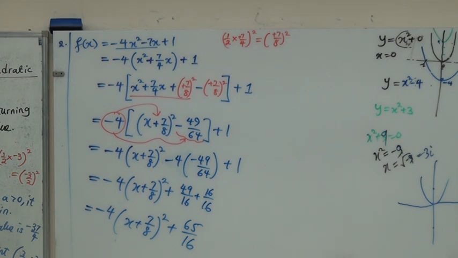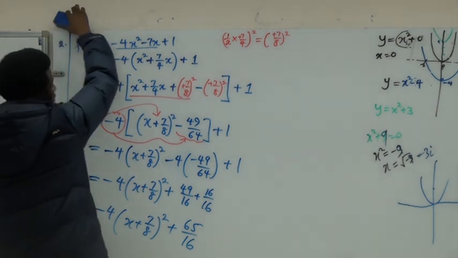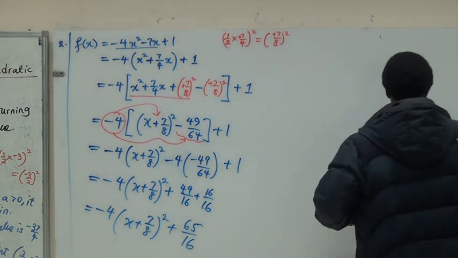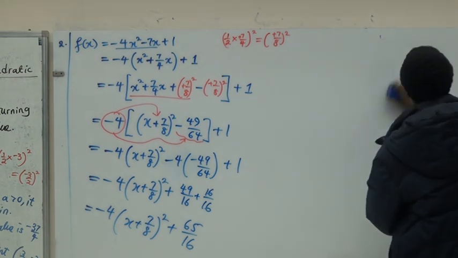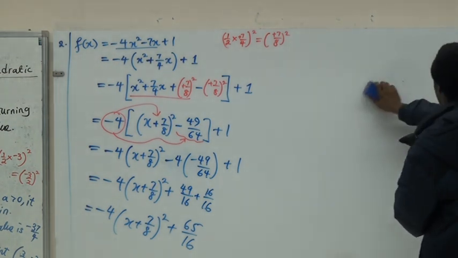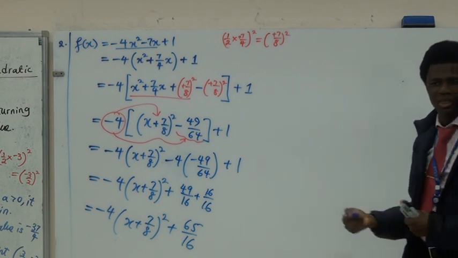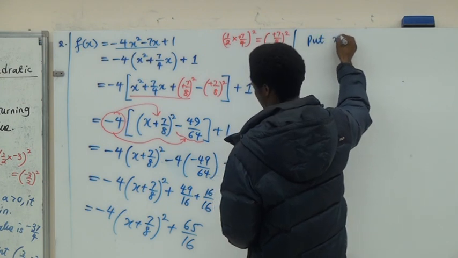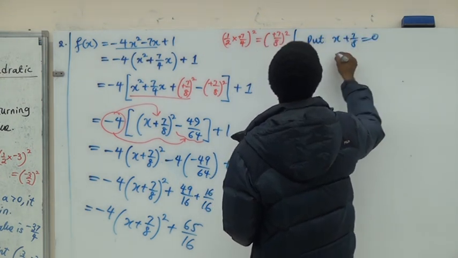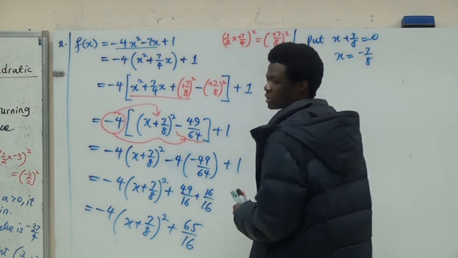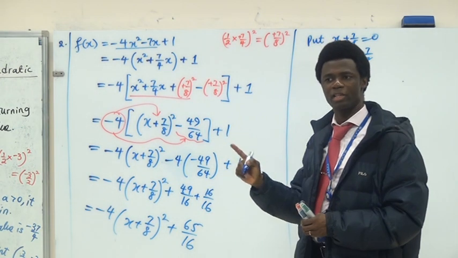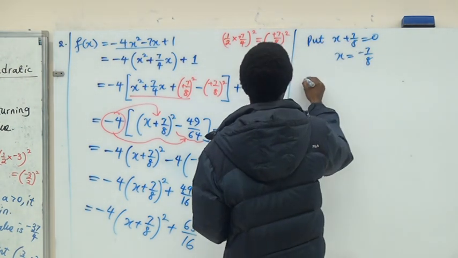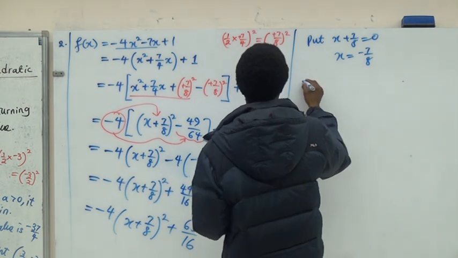Okay? So now we can get the x value at the turning point. What is the x value at the turning point? Somebody should have seen it. Remember I said turning point, I didn't say maximum point or minimum yet. So we just put x plus 7 over 8 equals 0. Then x is -7 over 8. So that is the value of x where it turns. Okay? So it turns at that point. Then I can get the value.